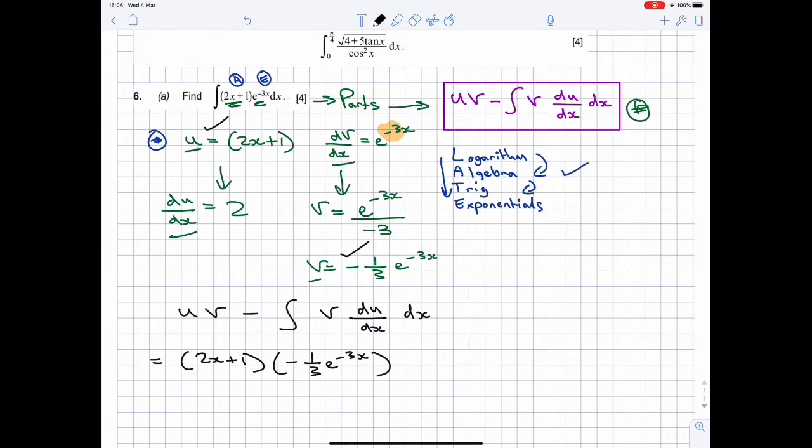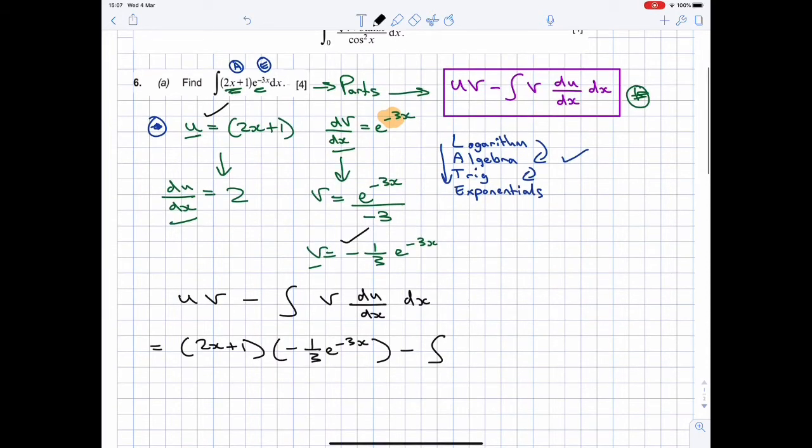That's the first part done, and then we are going to minus the integral of v, which once again we're going to use this one here. We've got minus 1/3 e to the minus 3x. So we've done this again, and then we're going to use du by dx, and then we know that was just 2 here, and let's not forget, that's with respect to dx here.